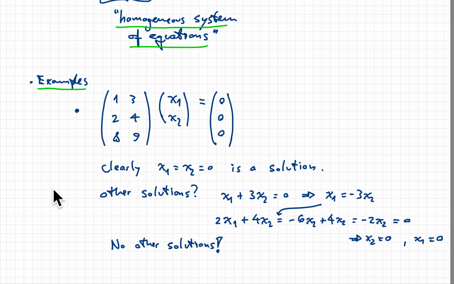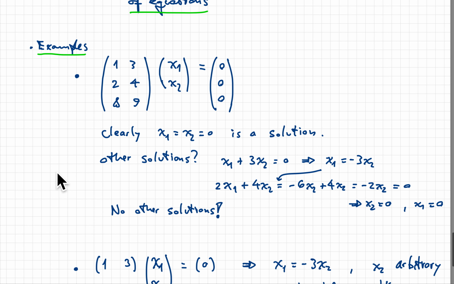You can insert that into the second equation, and you'll find that you have to have that both x1 and x2 is equal to 0. If you follow the line of reasoning here, you see that it must be that x2 is 0, which sets x1 equal to 0, and so there's nothing else. There's nothing else to do here.